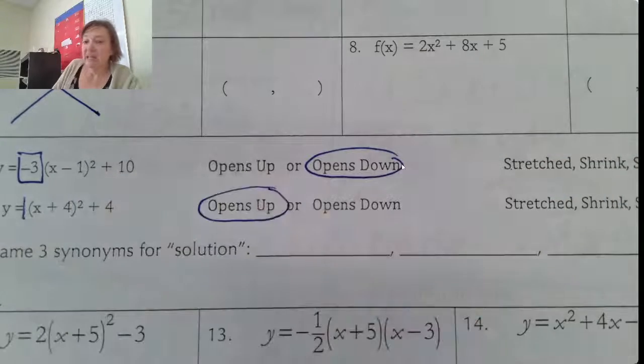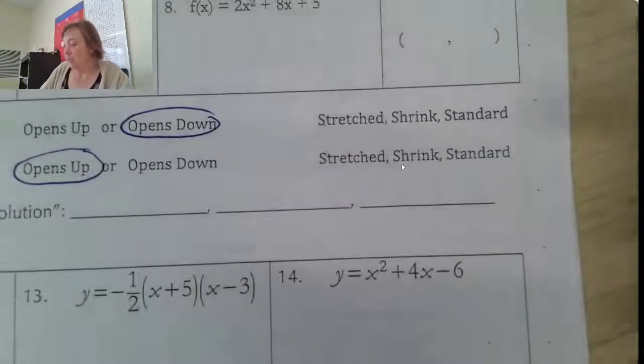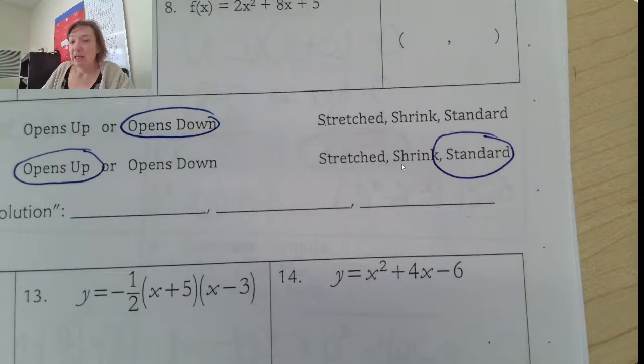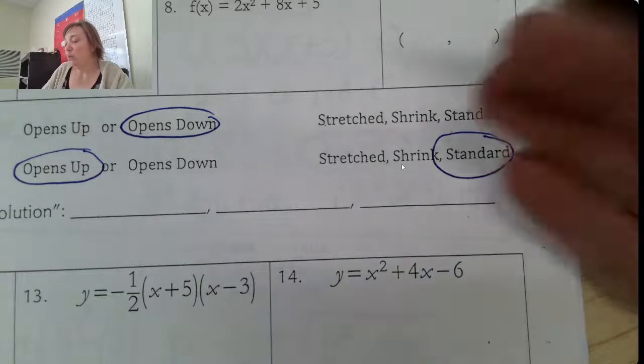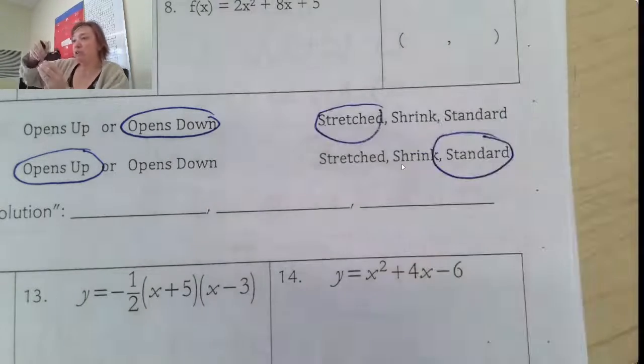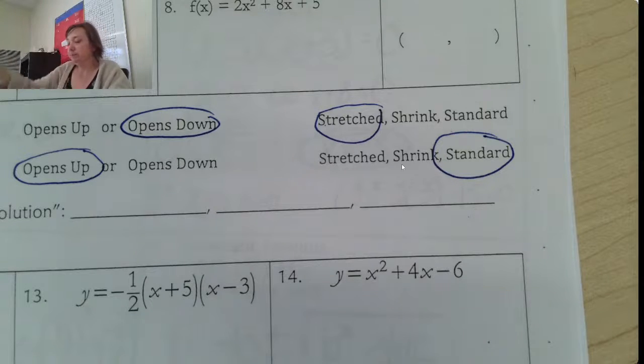Just for your benefit, like I said, you don't have to know this. Number 10 would be called standard because it's 1. 1 is called standard. And number 9 would be a vertical stretch. If you think of a rubber band, if you pull up on a rubber band, it looks skinnier, even though it's really not skinnier, but it looks skinnier.